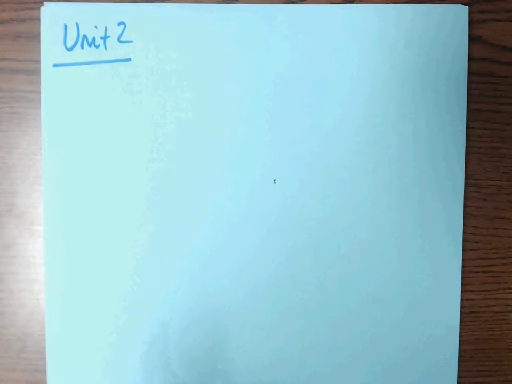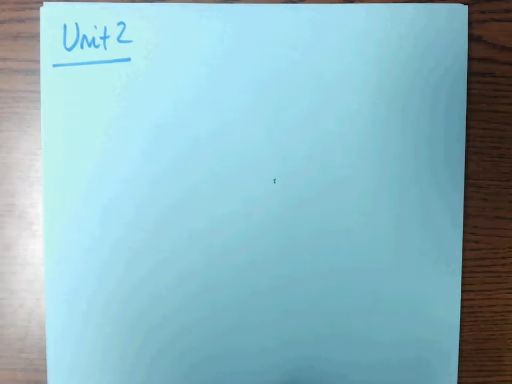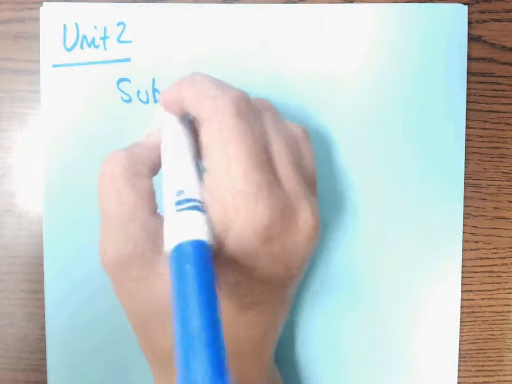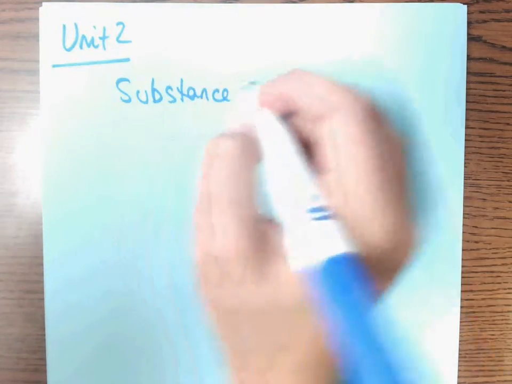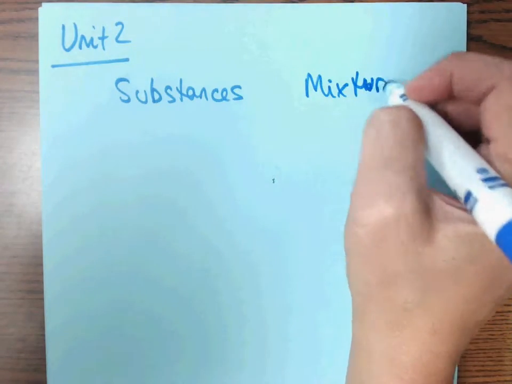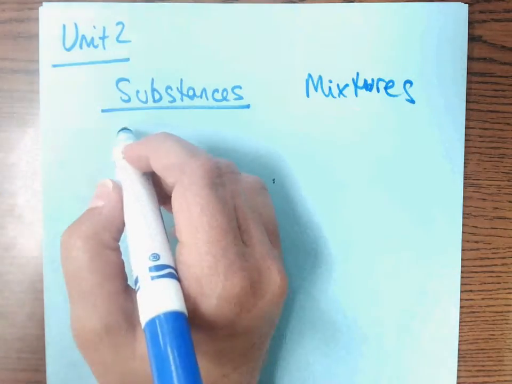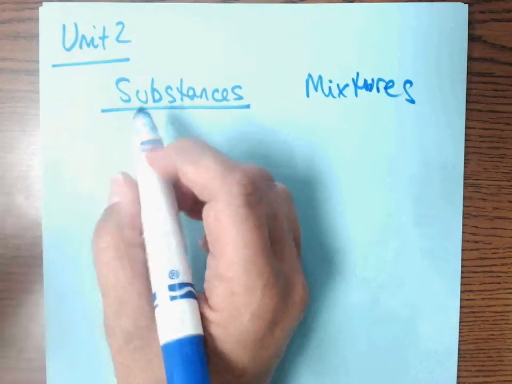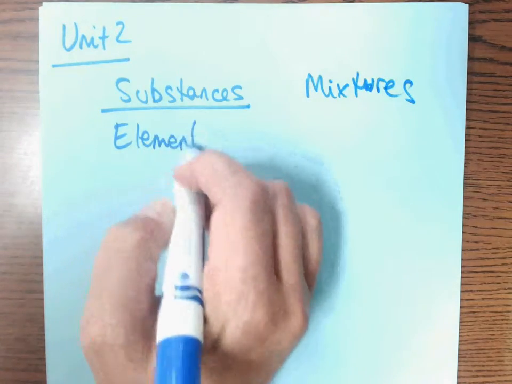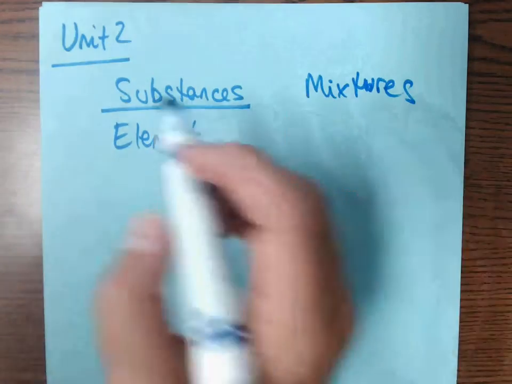Now looking at Unit 2 with states of matter and changes, we first started talking about the difference between substances and mixtures. Okay? Now substance is just a general term describing something that always has a distinct form, or you could always write a formula for it.